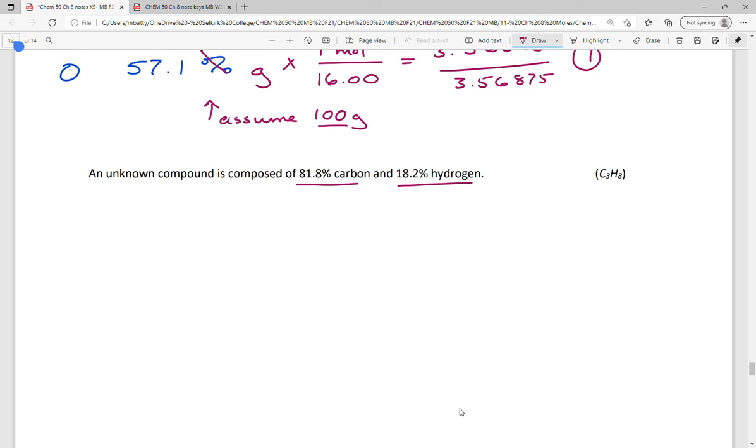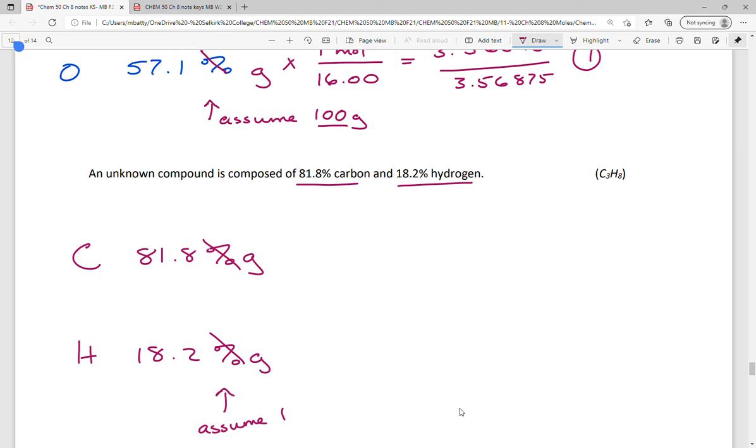Last one in this video and in this lesson, we've got another compound that is mostly carbon by mass and some hydrogen. And so carbon is 81.8% by mass and hydrogen is 18.2% by mass. Well, we're just going to assume a 100 gram sample, which allows us to convert from percentage to grams. So I always write that in mine: assume 100 gram sample.